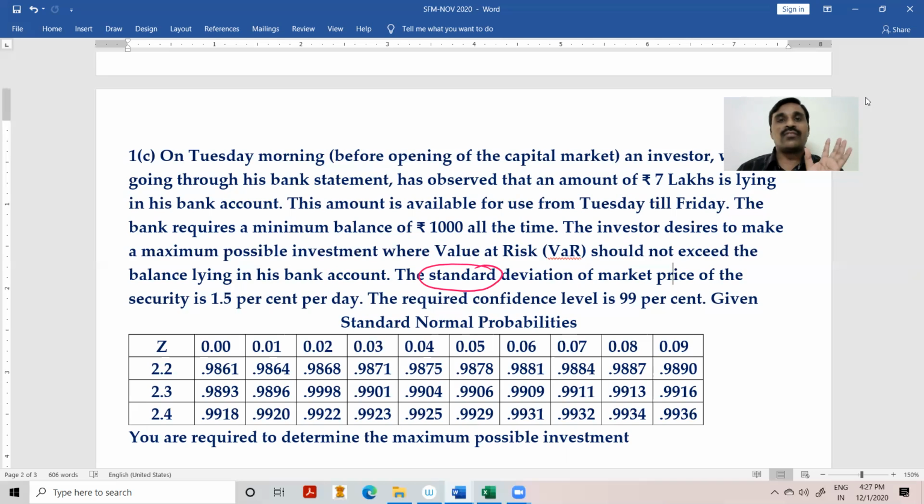This figure is a standardized figure. Most of the cases it will be applicable. Most of the times this is applicable, not always. Standard means, in simple layman language, most of the times 1.5%. Sometimes more than 1.5. What is that sometimes?